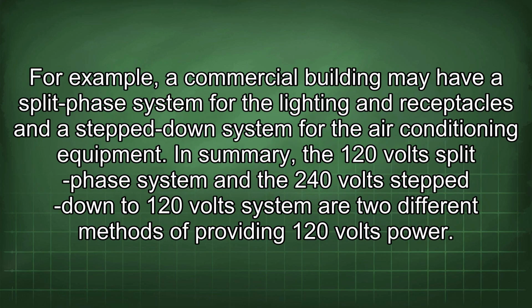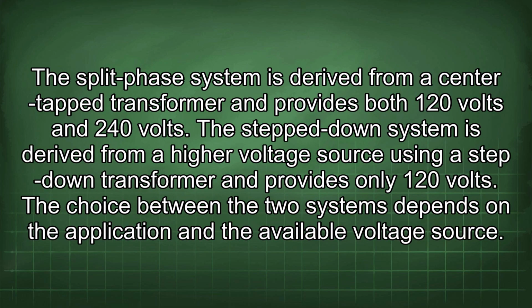For example, a commercial building may have a split-phase system for the lighting and receptacles and a step-down system for the air conditioning equipment. In summary, the 120-volt split-phase system and the 240-volt step-down to 120-volt system are two different methods of providing 120 volts power. The split-phase system is derived from a center tap transformer and provides both 120 volts and 240 volts.